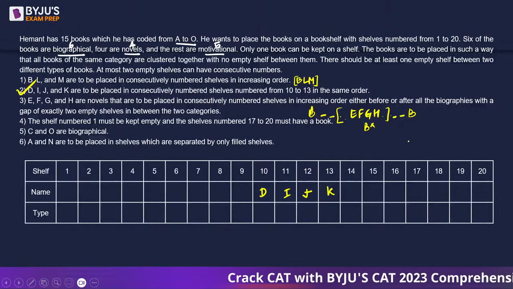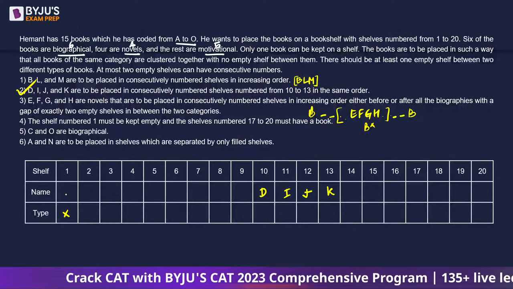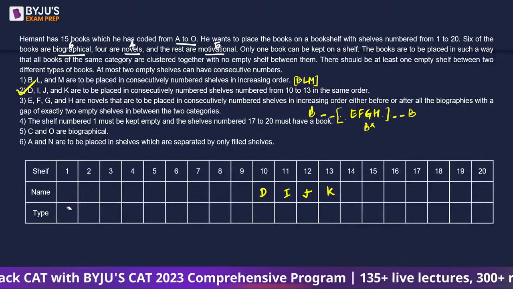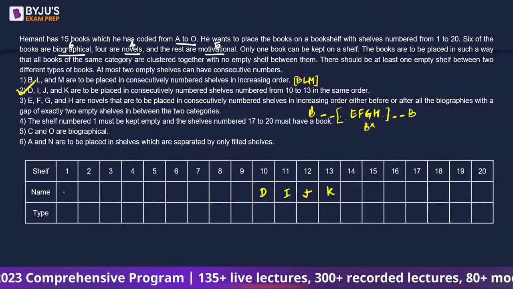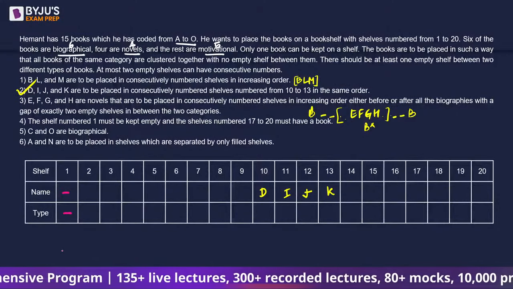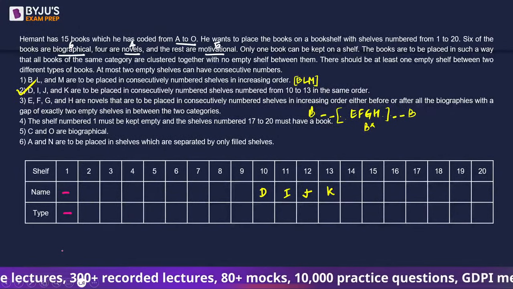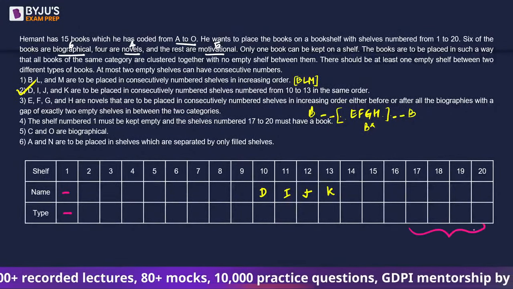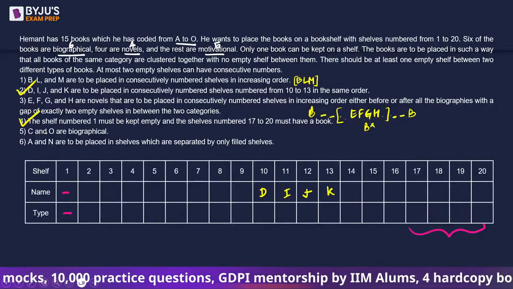Fourth statement says the shelf numbered 1 must be kept empty. So I'll not put X, I will rather write a dash over here. And the shelves number 17 to 20 must have a book. So we are supposed to have a book, they are not going to be empty. Right? So fourth statement done.